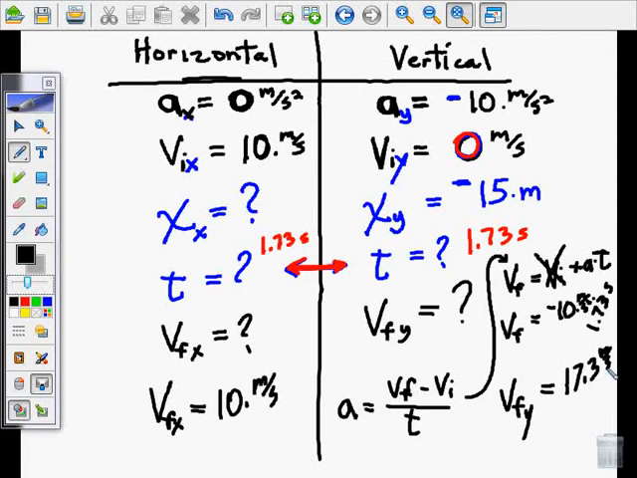You could also use the no time formula, right? Yes, you could also use the no time formula. Wouldn't it be negative? It will be negative. Thank you very much, because it's going down.